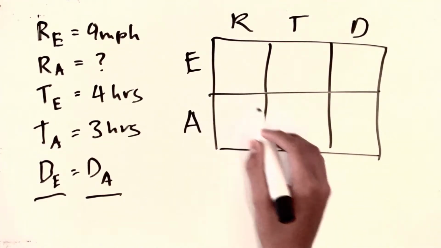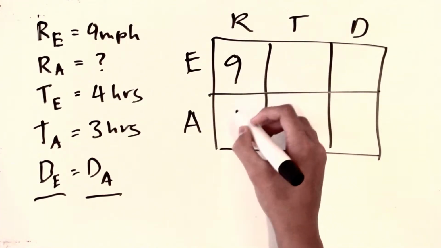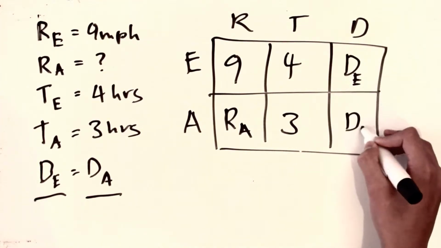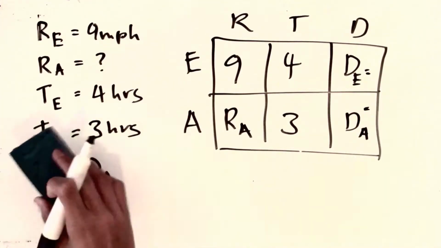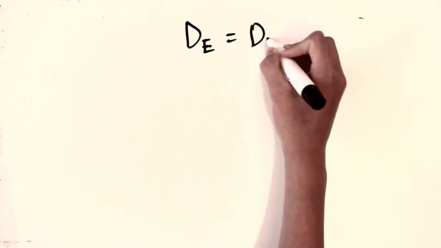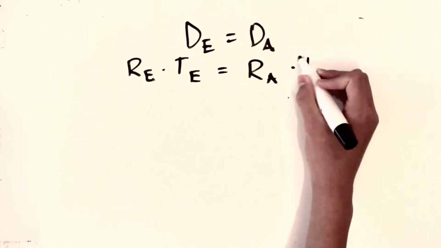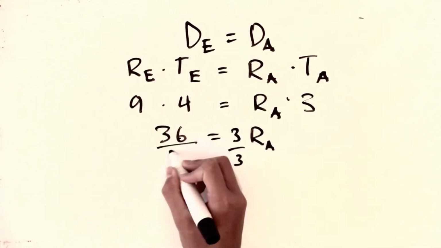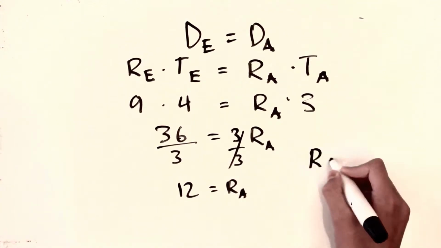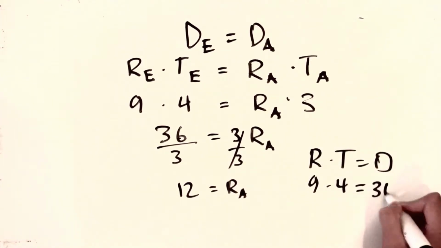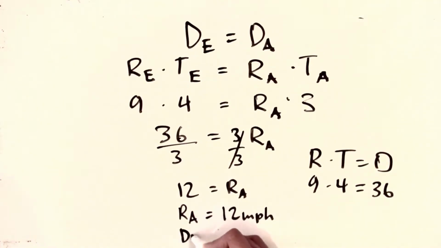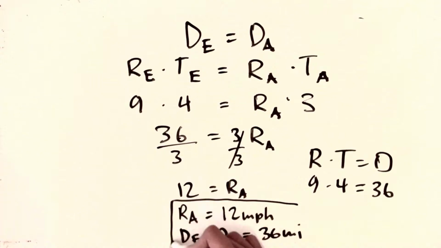We can plug in Eric's rate as 9 and Addison's rate with a variable, and the hours 4 and 3 for Eric and Addison's times respectively. And once again, the distances are equal. Because of that fact, the rates and times of each equation are equal to each other. Then we plug in all the values and divide both sides by 3, and r sub a is 12. And since we need to also solve for distance, we can simply multiply either Eric or Addison's rate and time together to get the distance. And that would be 36 miles in both cases.